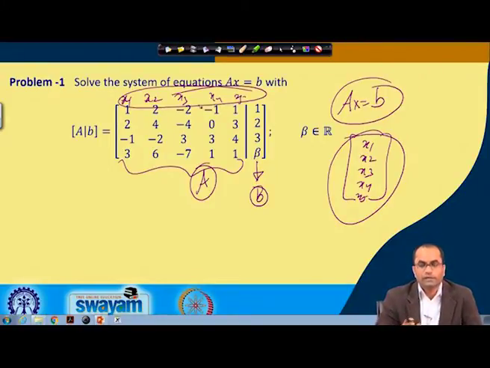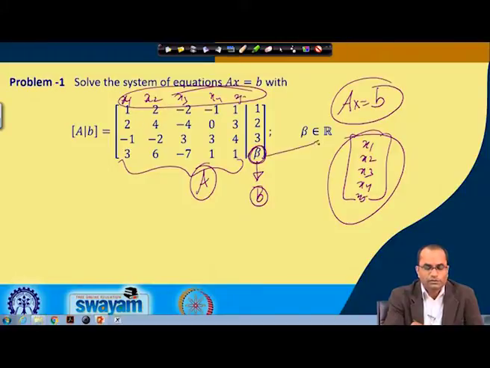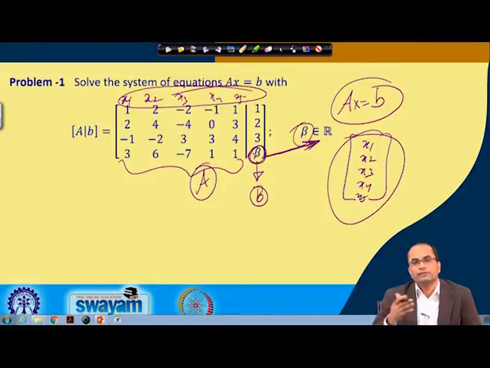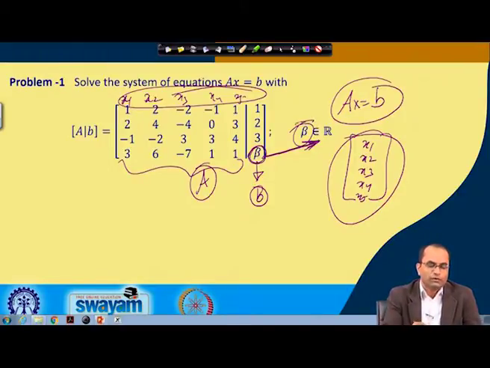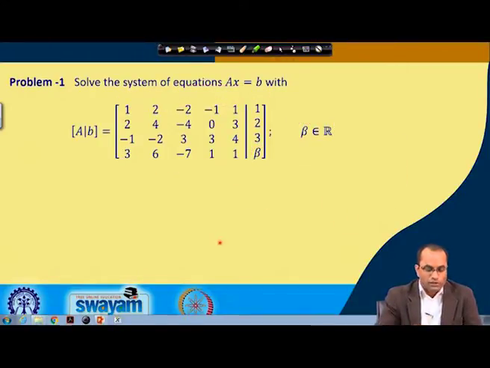So, there are 5 unknowns, and there is another parameter, beta, sitting here, which belongs to the real numbers. This beta is a real number, and we will discuss for what values of beta we have a solution of the system or we do not have a solution. All this consistency part will also depend on beta in this particular case.